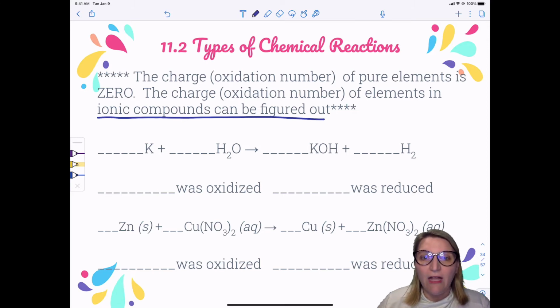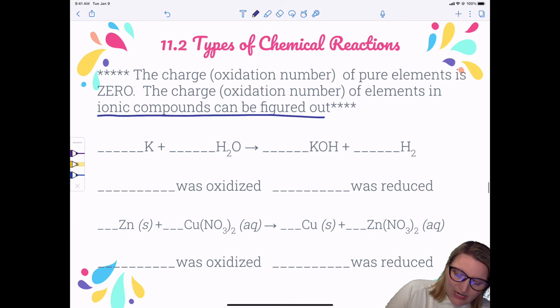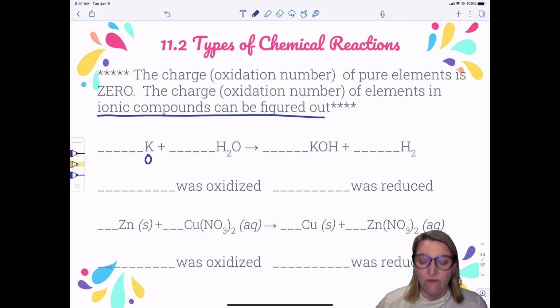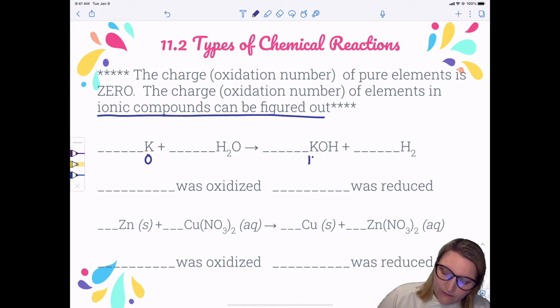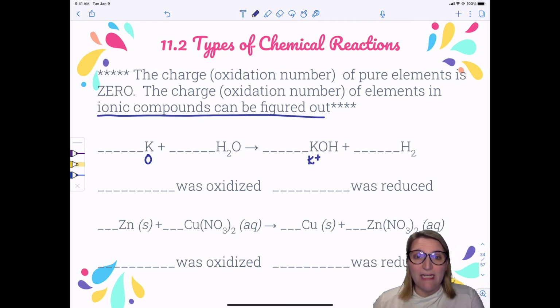If it is not in a compound, we assume that the charge, when we talk about this in terms of oxidation reduction, we can also talk about it in terms of oxidation number. It's just another way of talking about it, that for pure elements, it would be 0. So let's take a look at this first example. Potassium here starts out with a charge of 0. In the compound potassium hydroxide, it has a charge of positive 1.